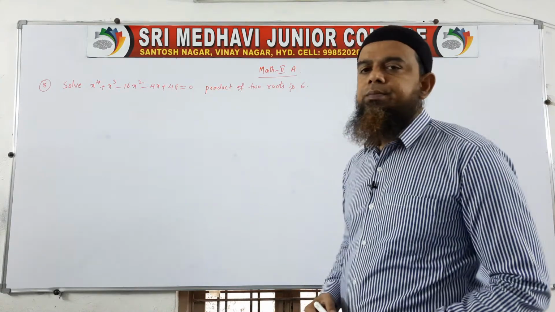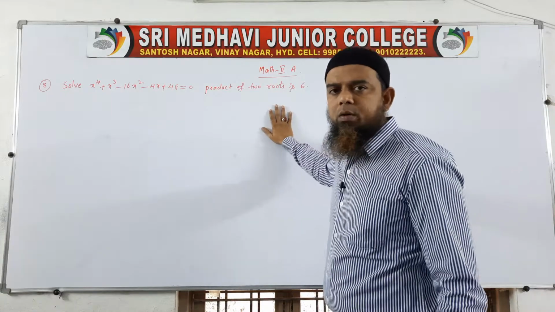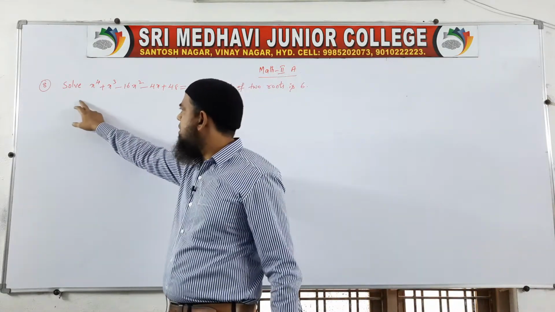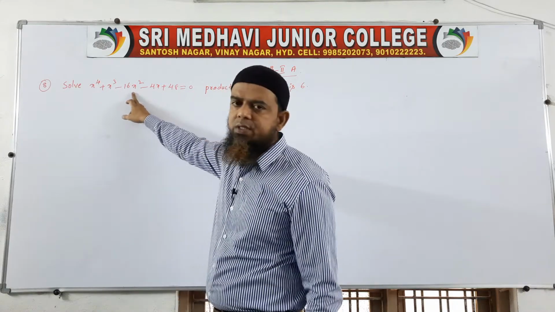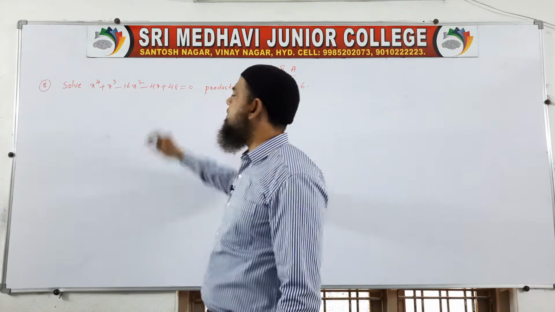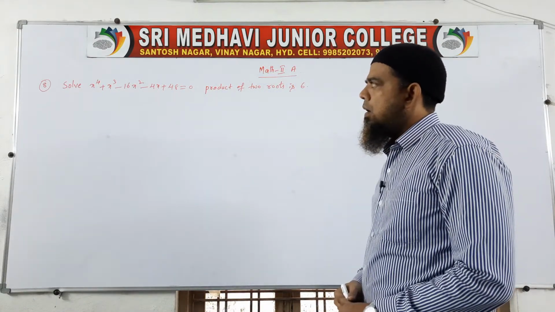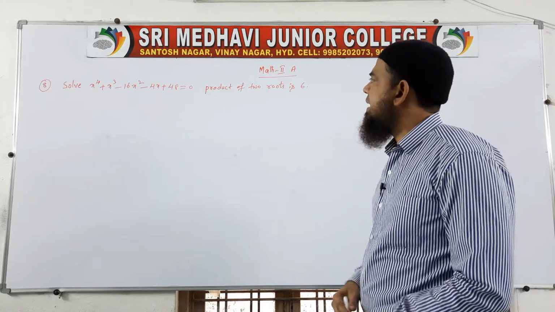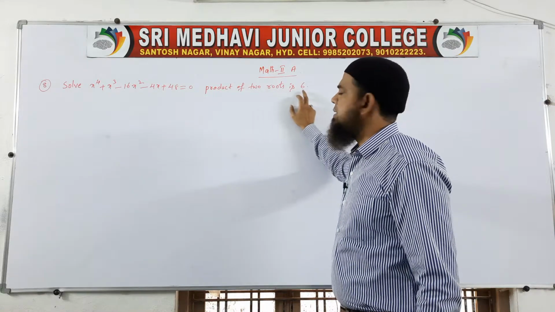See on the board, children. This is problem number 8 in your paper. The question is: solve x power 4 plus x power 3 minus 16x square minus 4x plus 48 is equal to 0. This is a fourth degree polynomial here, and one condition is given. Product of two roots is 6.